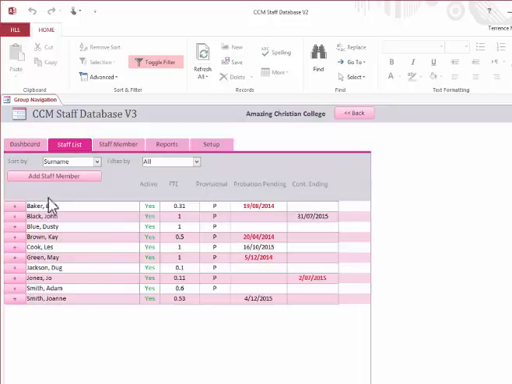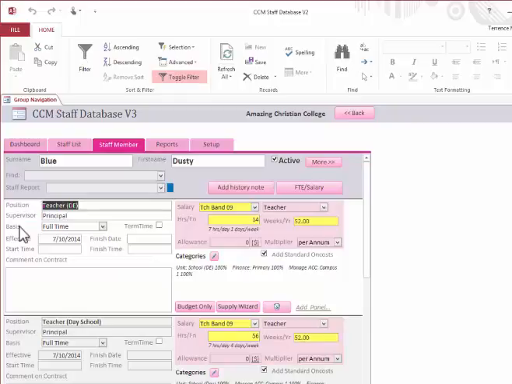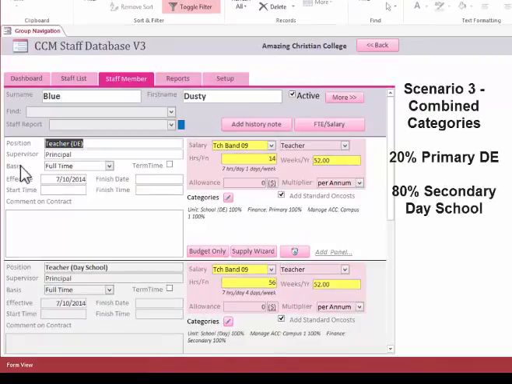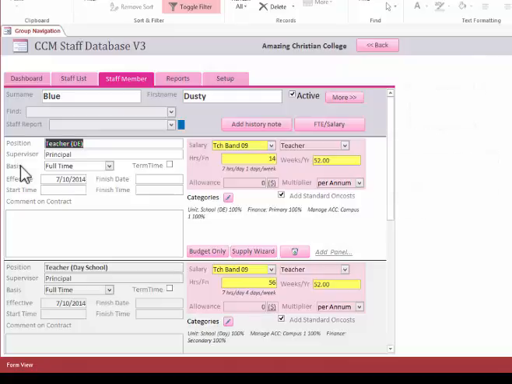There may be scenarios where you want to be very specific about combining 2 categories. Let's have a look at this situation. A person might work 20% in primary school distance ed and 80% in day school secondary.